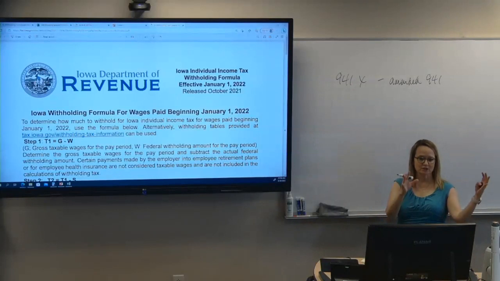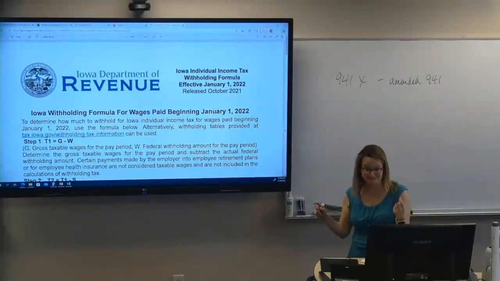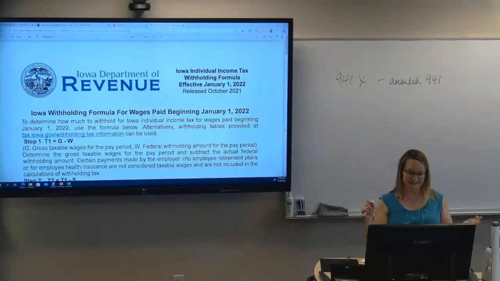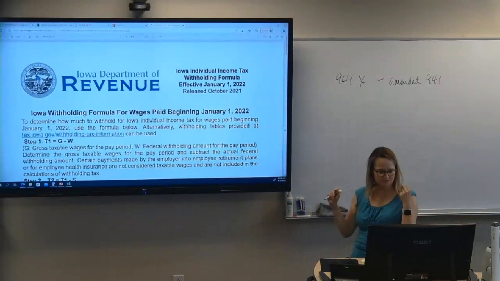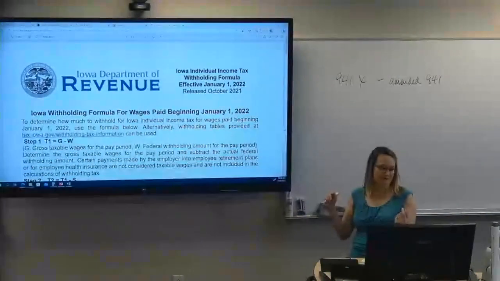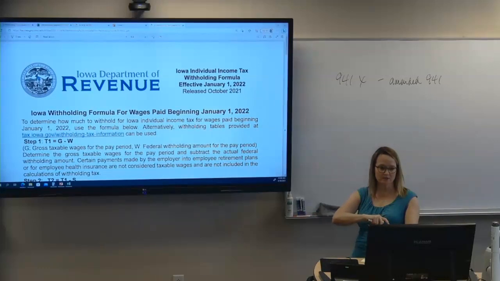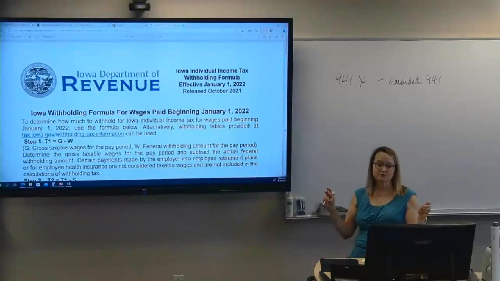Remember I said the W-3 has to match all 4 quarters of the 941. Exactly. It has to be to the penny. So if there's some sort of difference, that's usually where you'll find out that either your W-2s were wrong or your 941s were wrong. Then you've got to figure out where you went wrong.